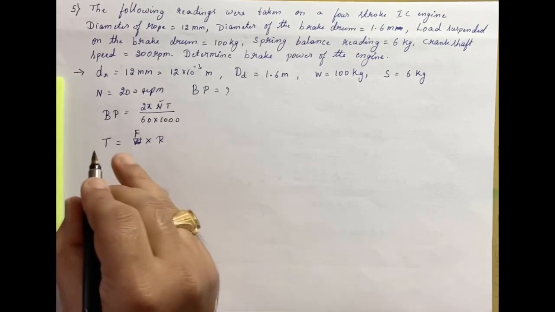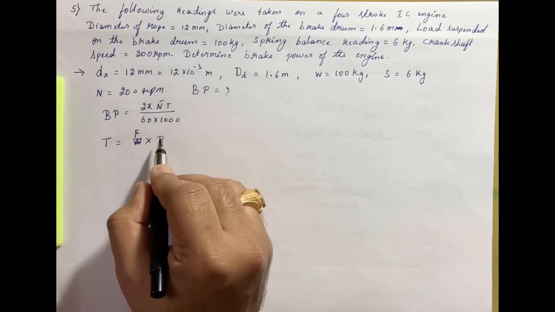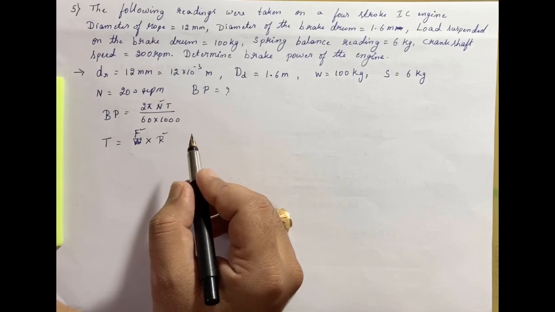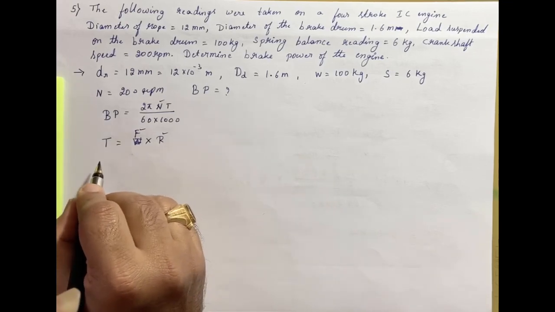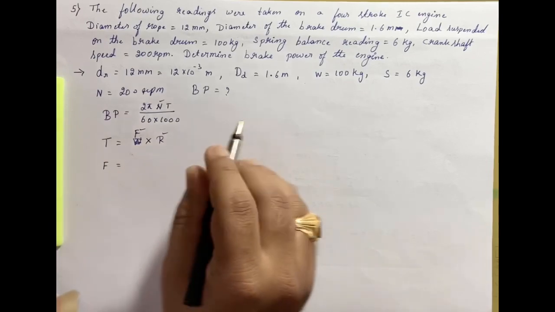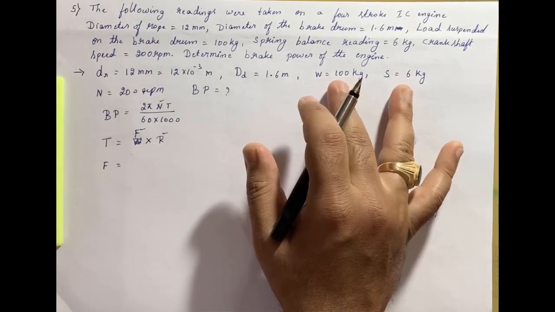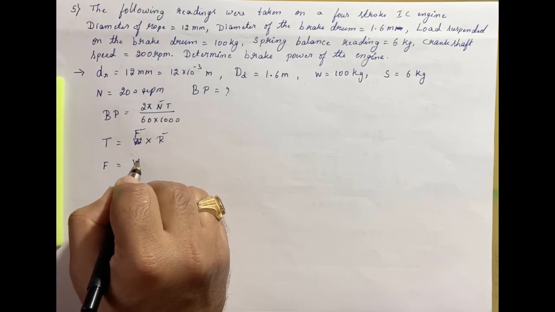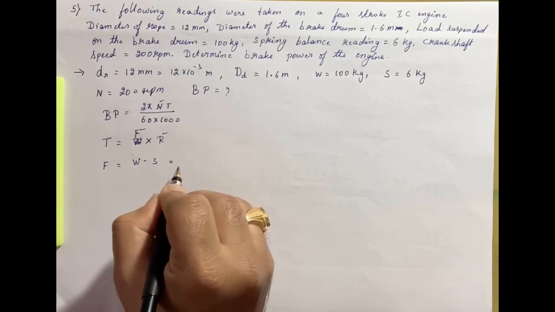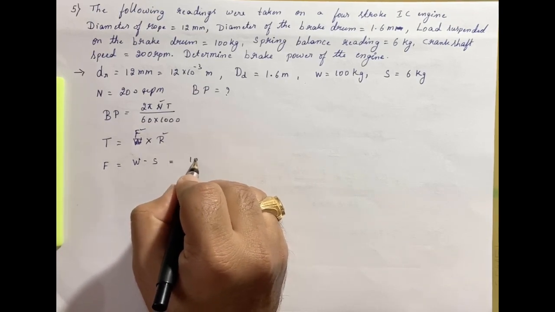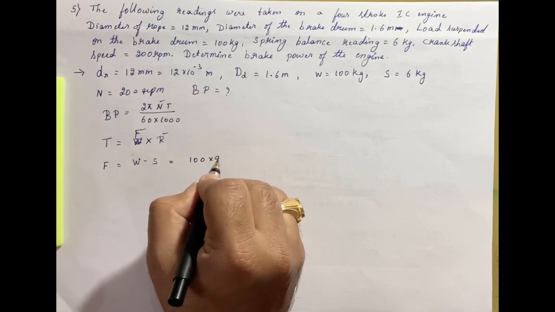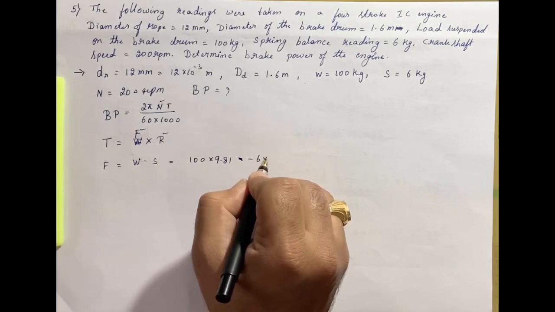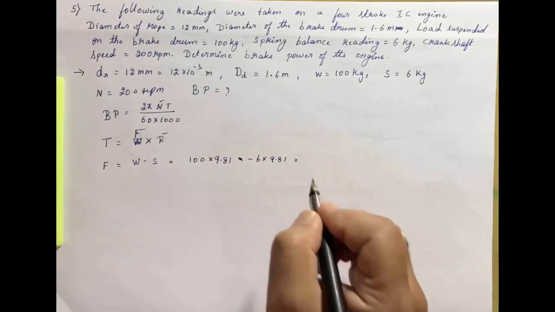Torque T is equal to force into perpendicular distance here. R is the effective radius. F is the effective force here. Now to find F, the effective force is the difference between these two. That is force W minus S. Now force W here is 100 into 9.81, minus S here is 6 into 9.81.